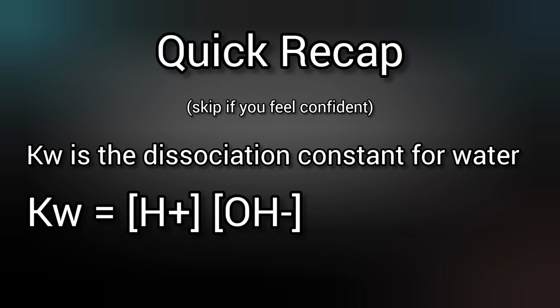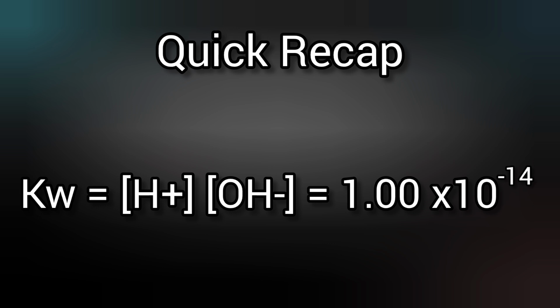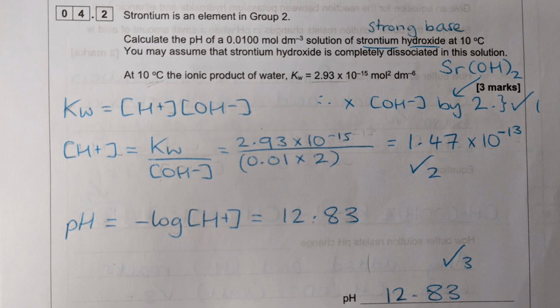Kw is the dissociation constant for water and it is equal to the hydrogen ion concentration multiplied by the hydroxide ion concentration. At 25 degrees, the Kw value is 1 times 10 to the minus 14 moles squared dm minus 6. In pure water, the hydrogen ion concentration is equal to the hydroxide ion concentration. Kw is often used to calculate the pH of strong bases.